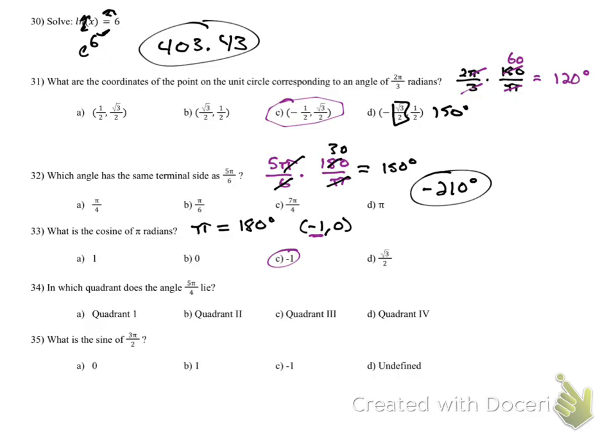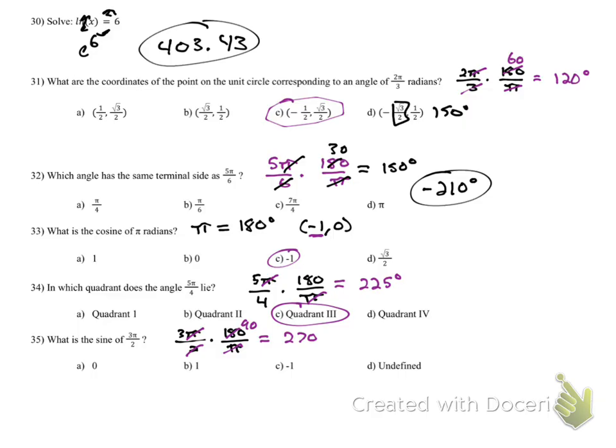34. I got 5 pi over 4, which would be 225 degrees, which tells me that's in quadrant 3. 3 pi over 2, that's 270 degrees, which means that is at 0, negative 1. Remember, it goes cosine, sine, so that answer would be negative 1.